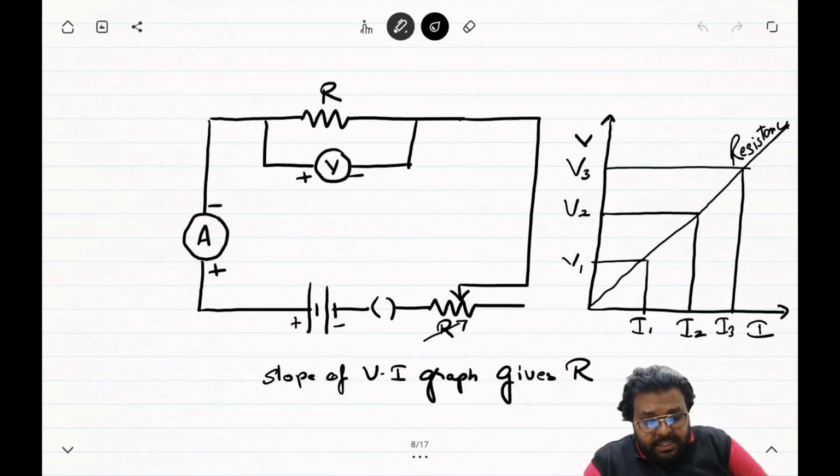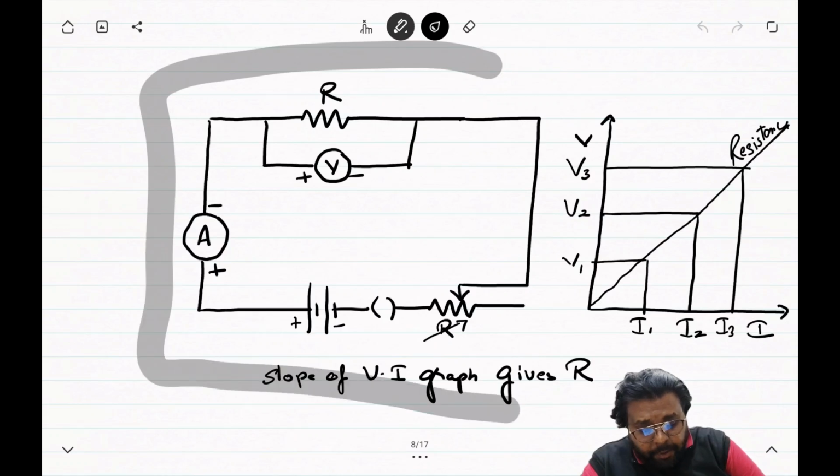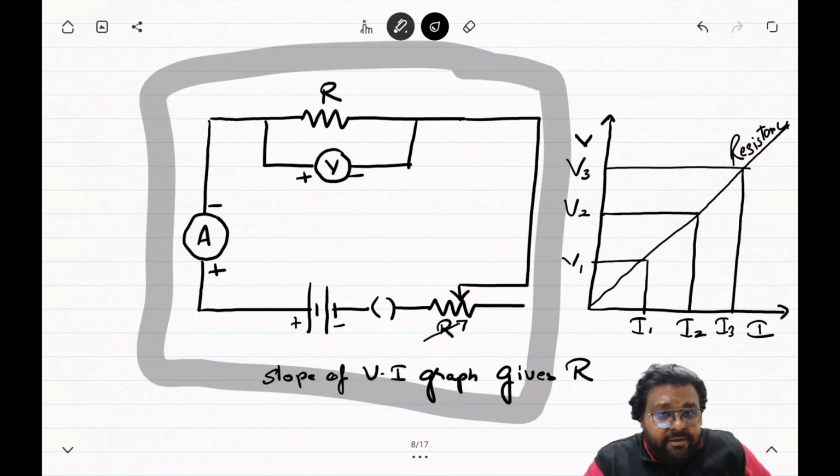Now, consider this circuit. This is a very important circuit, and you must have seen it in electrical laboratories where you have performed the Ohm's law practical in class 10th. A resistance and a potential difference is connected across the resistance, an ammeter is in series with the resistance, and a rheostat is connected to control the amount of current flowing through it.